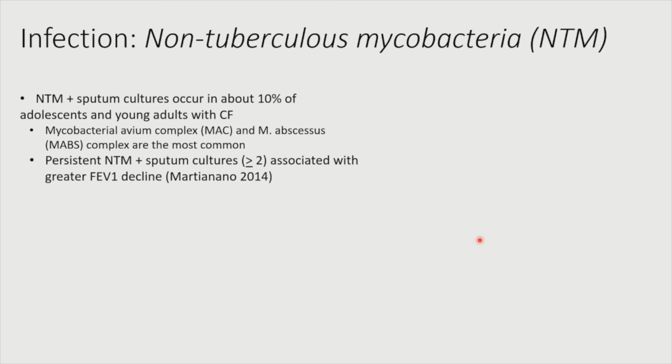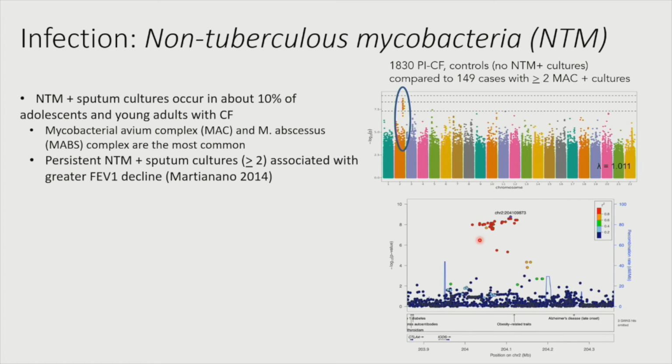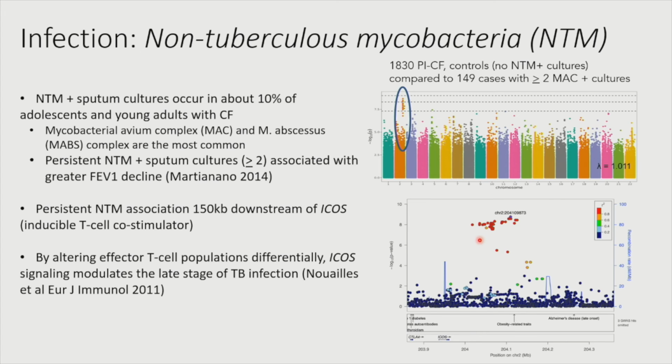When you get NTM and you have several sputum cultures positive for it, it's associated with greater FEV1 decline, as noted here. This study, done again by our Seattle colleagues, compared nearly 2,000 individuals with no NTM against a very small group of individuals that had NTM with 2 positive MAC cultures, and showed a very nice hit on chromosome 2. And this is right over top of, or very near, this ICOS gene. Why is this ICOS gene important? Well, ICOS has already been implicated in TB infection in the general population.